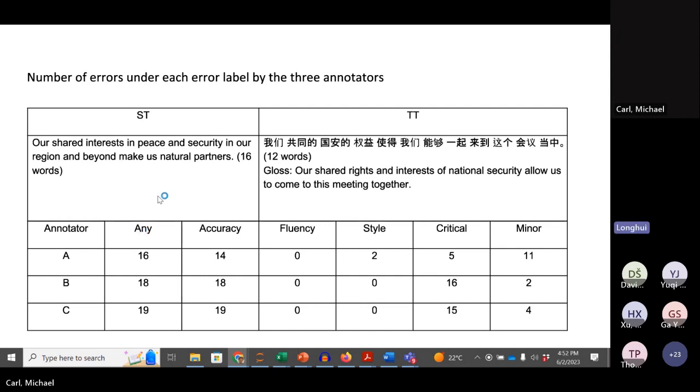So we can see that for each single error and alignment, the three annotators choose very differently. But on the whole segment level, we can see the number of errors under each error label by the three annotators are very similar. For example, for the whole error count, annotators A, B, and C annotated 16 errors, 18 errors, or 19 errors. It's a very similar count. And then for accuracy error, we also see a similar tendency. And also for fluency and style, the only difference is about critical error and minor error. That happens a little bit differently among the three annotators. And next slide.